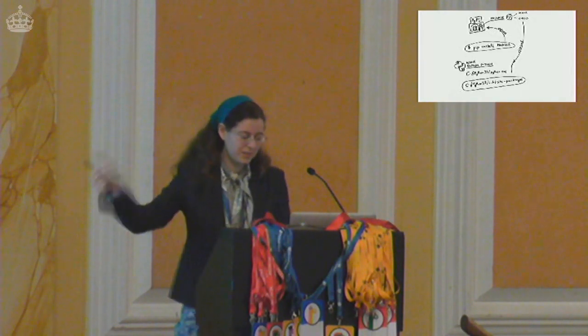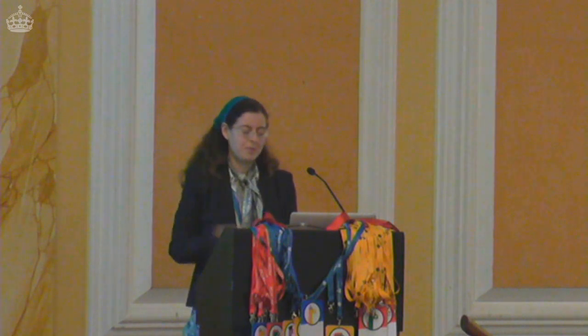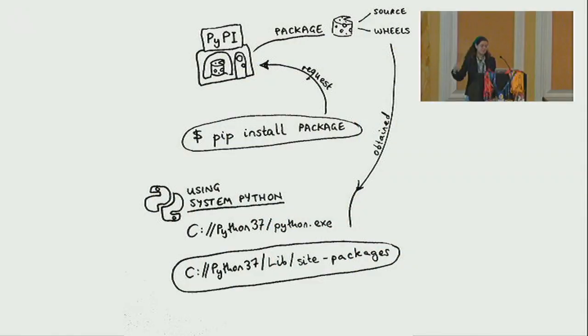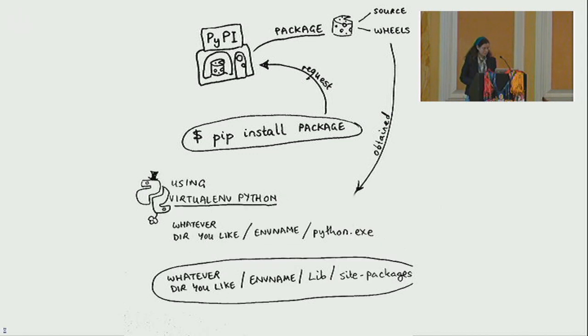So as I showed you the diagram before, what we do when we pip install a package is we send a request to PyPI, we get the package back, and we put it into lib site packages. But what happens when we're using Python in a virtual environment? Once we've activated our virtual environment, we will end up with a directory that we can call whatever we like, with the env name that we've chosen. And there's a python.exe that sits in there. And that's the python.exe that we use whenever we activate the virtual environment and work inside of it.